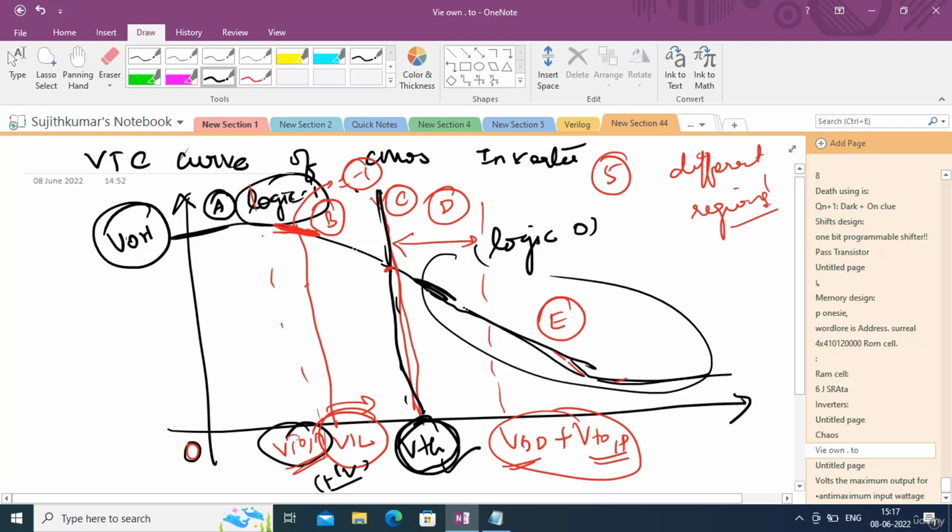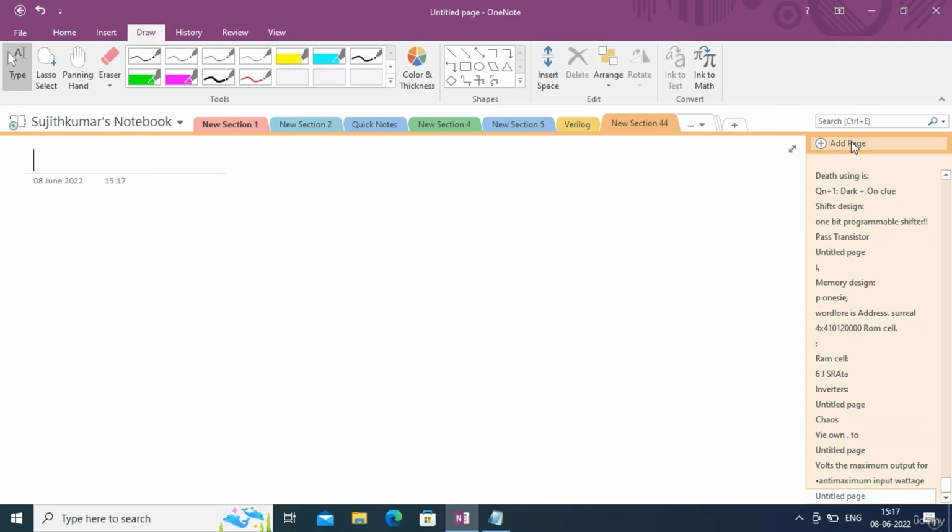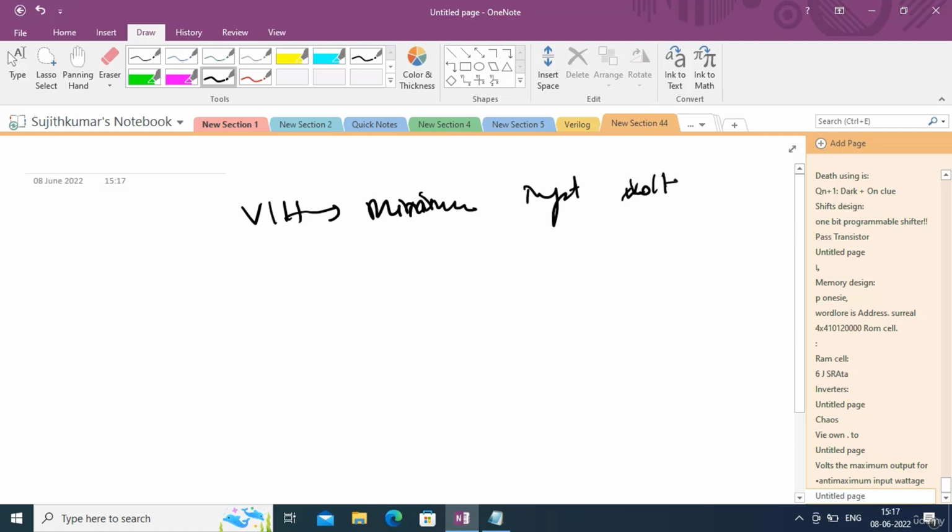And you have another input critical voltage here, that is VIH. There also the slope is -1. That is found in region D. In region D, there is another input voltage which is called the critical voltage, VIH. That is again where the slope is -1. So let me explain VIH. VIH is the minimum input voltage which can be interpreted as logic 1. It's again exactly opposite to VIL.